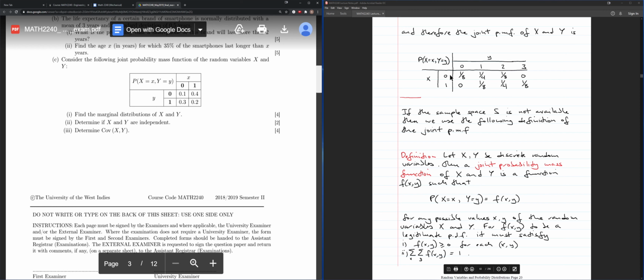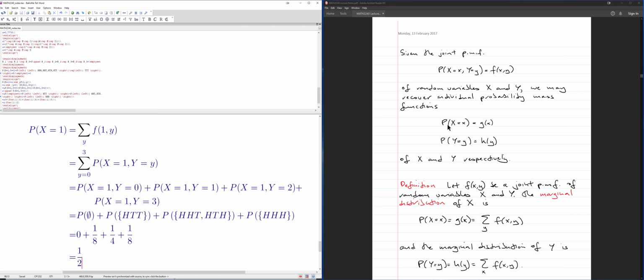So in order for this example PMF over here to be legitimate, each of your entries needs to be bigger than or equal to 0, and the sum of the probabilities in the table has to be equal to 1. Alright, so let's talk about marginal distributions now.